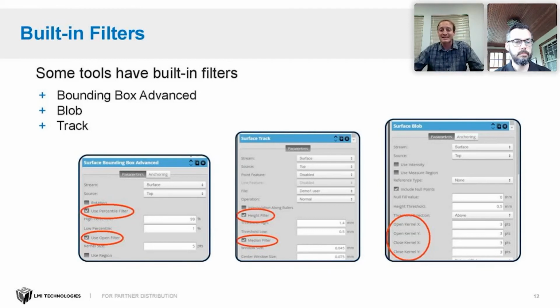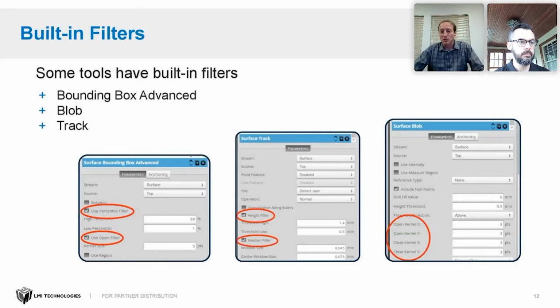And these are 3 examples of tools that use built-in filtering: Bounding Box Advanced, Blob, and Track. And here I have screenshots of the configuration parameters for each one of those tools, and you'll see optional surface filters built into those tools.